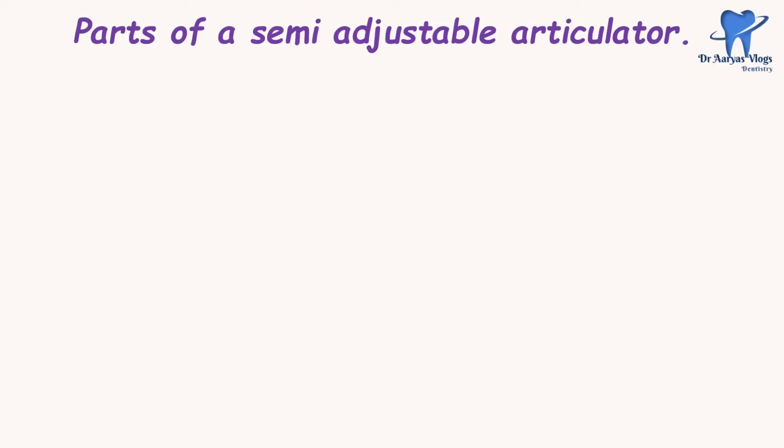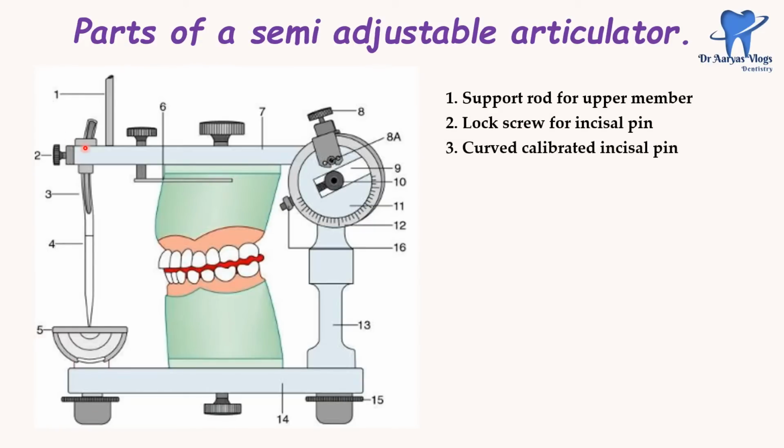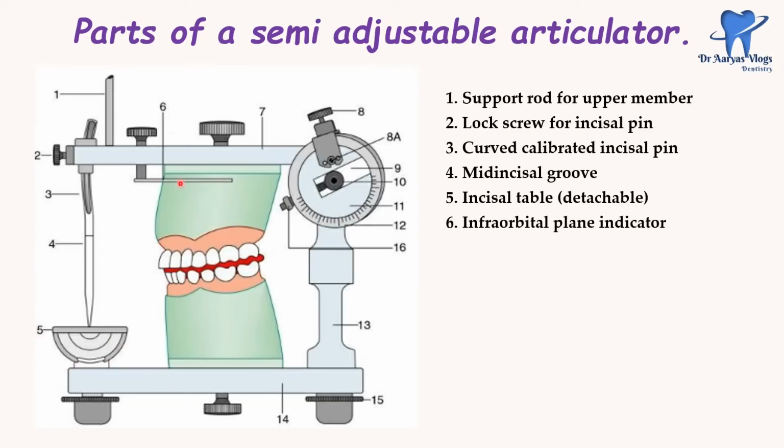And let's discuss what are the parts of a semi-adjustable articulator. These are the various parts. Support rod for the upper member, lock screw for the incisal pin. This is the curved calibrated incisal pin. This is the mid incisal groove. Here this is the incisal table, it is detachable. This is the infraorbital plane indicator. This is the upper member.